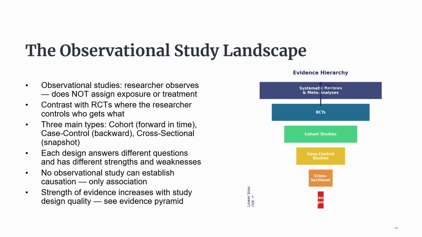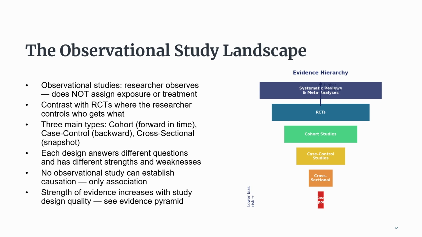Let's start with the key distinction: observational versus experimental. In an RCT, the researcher decides who gets the drug. Randomization makes the groups comparable. In an observational study, the researcher simply watches what happens to animals who, for reasons of their own or their owners, received different exposures or treatments.